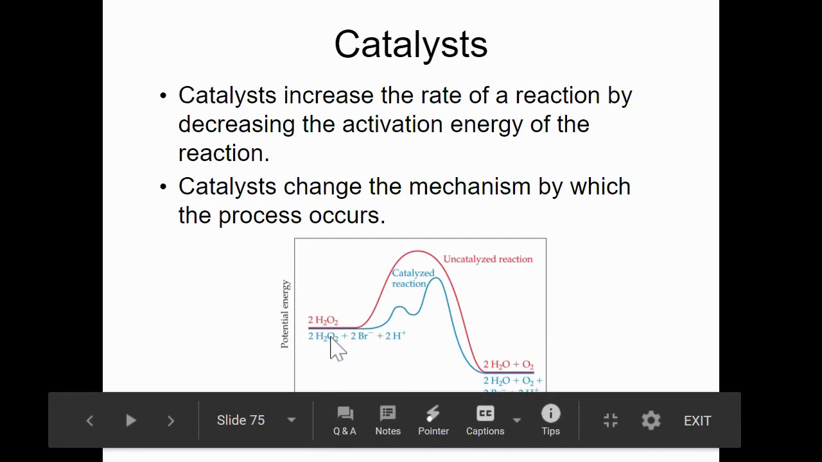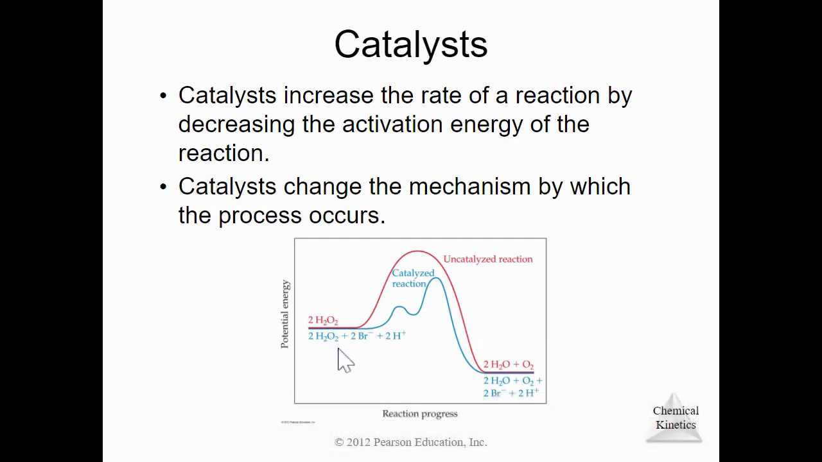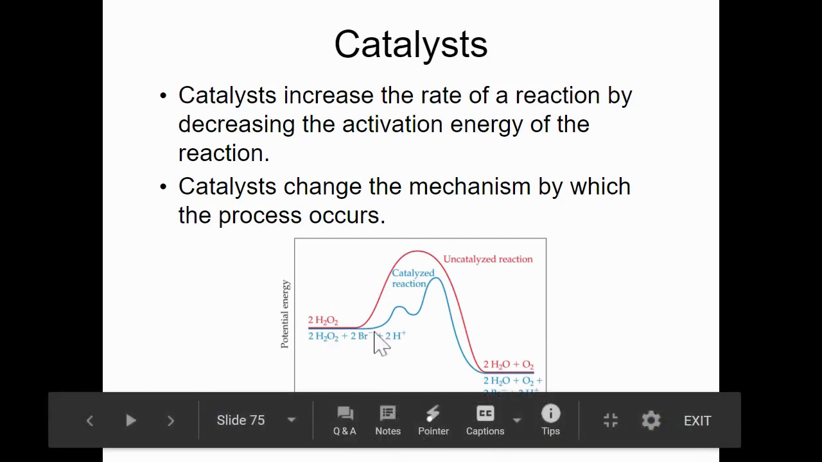We can cause that decomposition to occur faster by adding some catalysts. And in this particular example, they're saying if they add some ions of bromine and some hydrogen ions, then we lower the activation energy. So notice that the activation energy is less. These humps are lower. The overall output is the same, like this ends in the same place. It just doesn't take as much energy to get started.